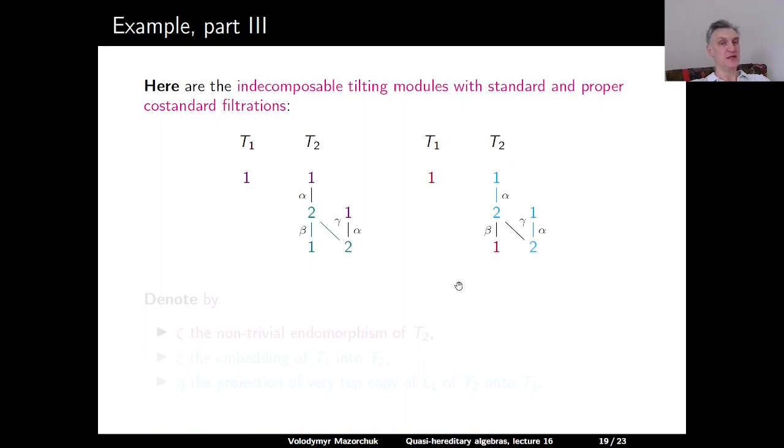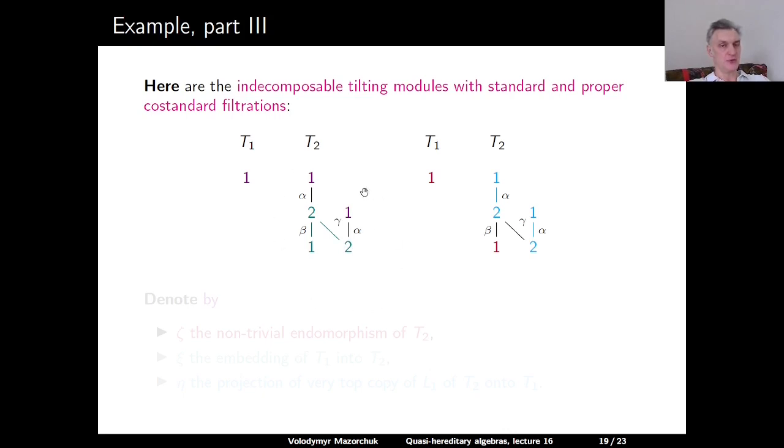Great, so here are the tilting modules. Of course, the indecomposable tilting module T1 is 1 because it's both standard and proper costandard. But the module T2 is a new module. We take the projective P1 and we can see that we can put one additional L1 on top of it. Here on this 2 we can put a 1 and connect them via alpha.